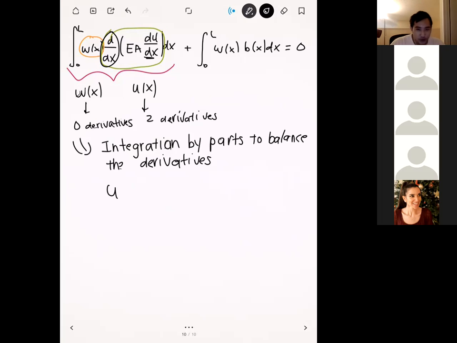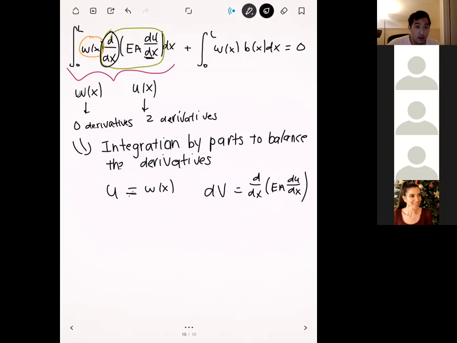And so this is the way I do integration by parts. In all my time working here for the past couple of years, I've seen lots of interesting ways to do integration by parts. Okay, but this is how I do it. I'm going to split up this integral into two separate components. One component I'll call u, and the other component I'll call dv. Okay. For u, we're going to set this equal to w of x, and then dv is going to be everything else. It's going to be d dx of EA du dx.